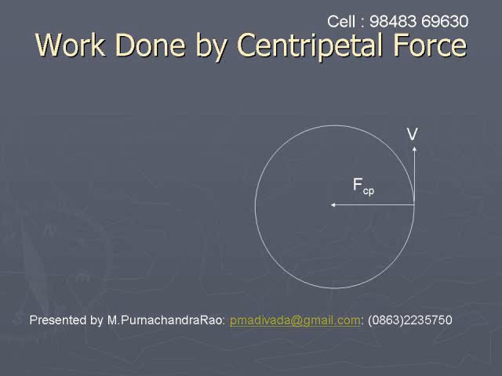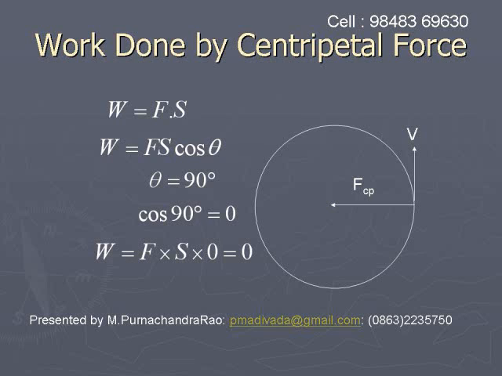The relation for work done is W is equal to F dot S, the dot product of force and displacement. So W is equal to Fs cos theta. Here theta is 90 degrees. The angle between displacement and force is 90 degrees, and cos 90 is 0. Hence work done by centripetal force is 0. F into S into 0 is 0. Hence work done by centripetal force is 0.